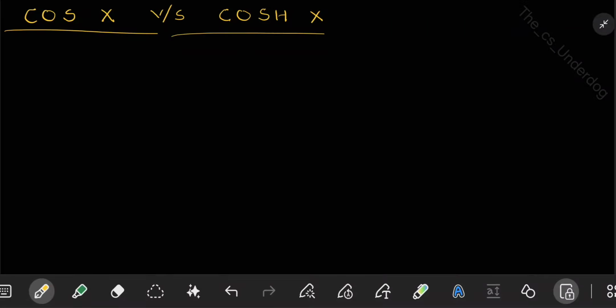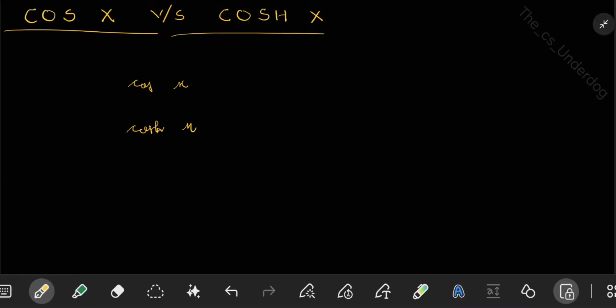cos x versus cosh(x). You would have surely seen the cos x function a lot of times, right from your school days, and you will be very familiar with this. What is cosh(x) and what is the difference between cos x and cosh(x)? This is what we are going to discuss in this lecture.